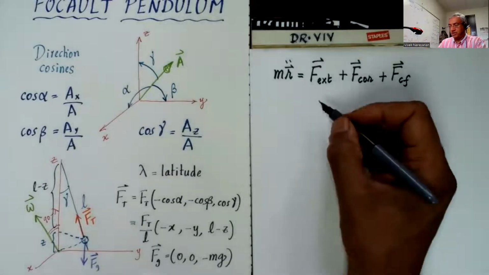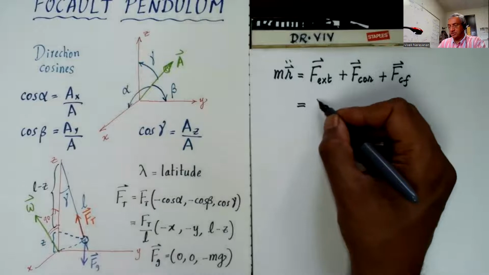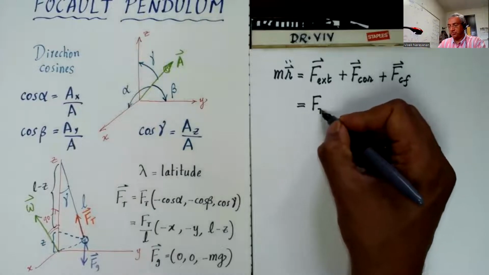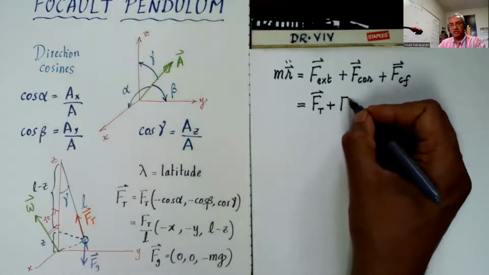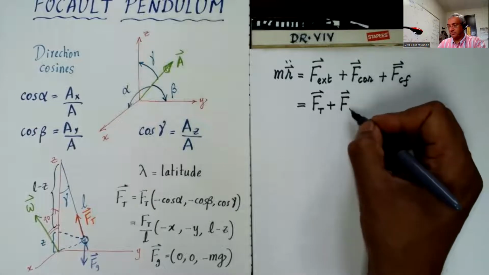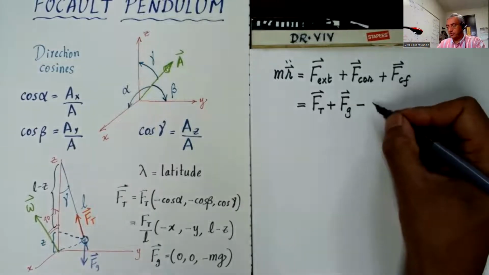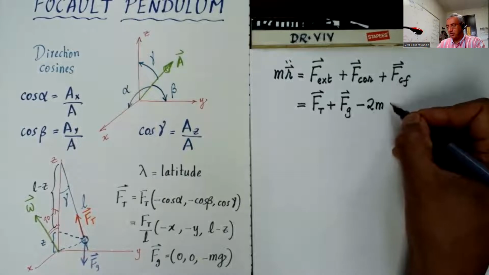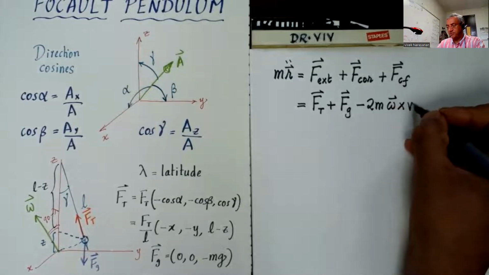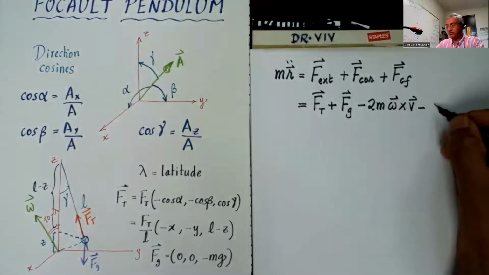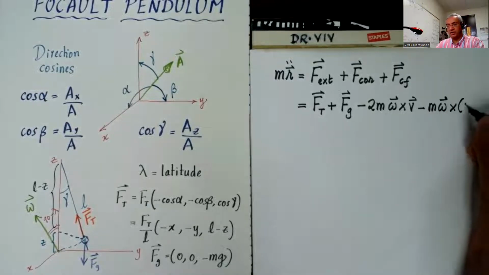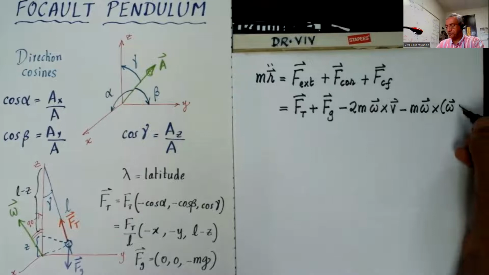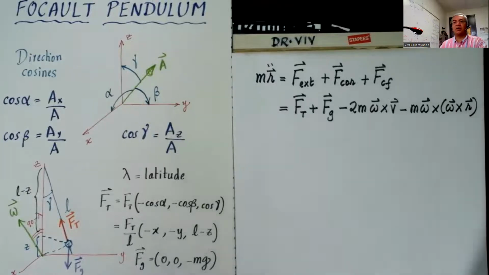So let's write down the terms. The total external force is tension plus the force of gravity. The Coriolis force from the previous video is 2m omega cross v. And the centrifugal force is negative m omega cross omega cross r. So that's our master equation.